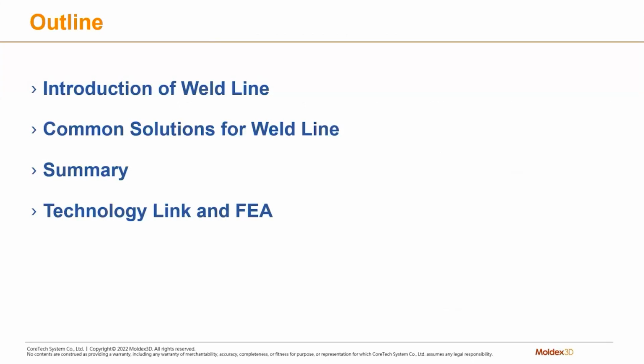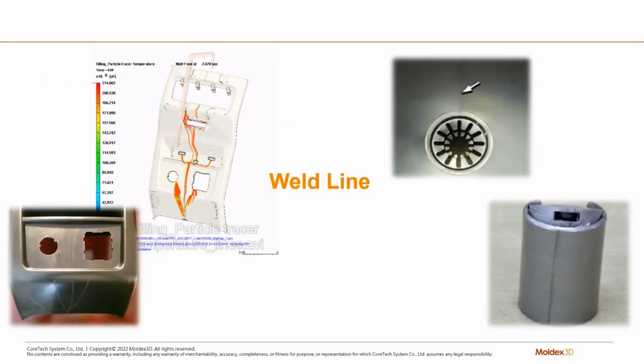Right, and here's the outline of today's presentation. First, we are going to introduce what a weld line is and what the common solutions for weld lines are. And then we will have a summary. If you want to bring in weld-line information such as fiber information, temperature, weld-line angle, and weld-line temperature, we have an FEA interface. I'll put that information into an FEA package such as ANSYS, Abaqus, or LS-DYNA.